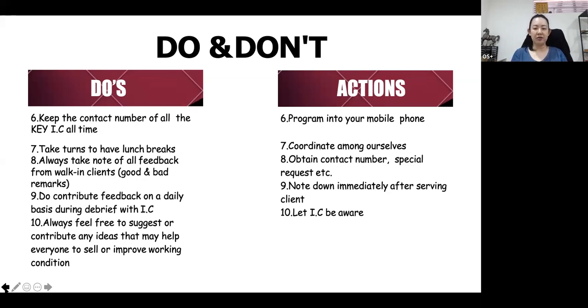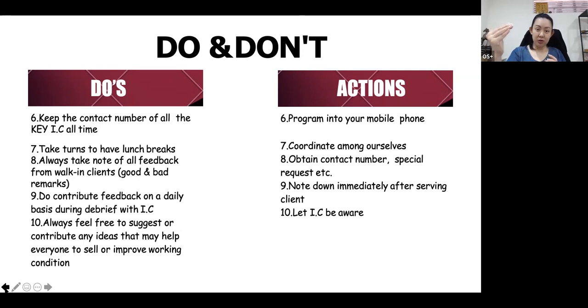Always feel free to suggest and contribute any idea that may help everyone to sell and improve the working condition. Let the IC be aware. Like what Aiman said just now, what Dini said. Probably I hesitate because this one is senior already, how can I tell a senior what to do? Correct or not? But sometimes seniors also need highlighting, seniors also need improvement. We work as a team, so it's important that we create a positive environment to work together so that everyone can elevate to the next level.